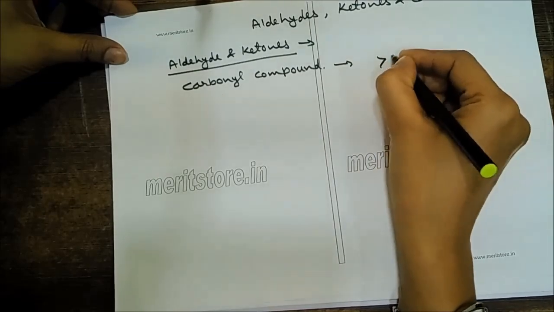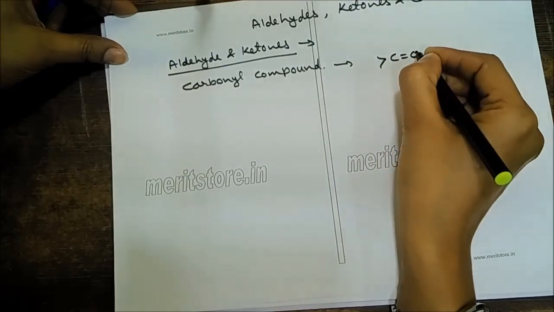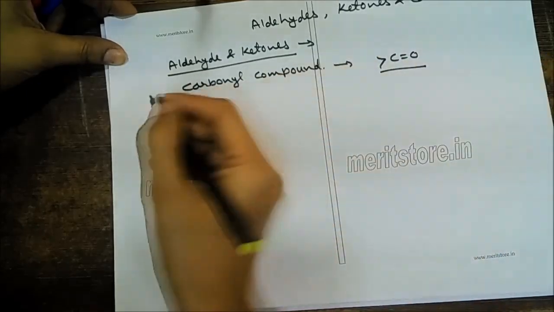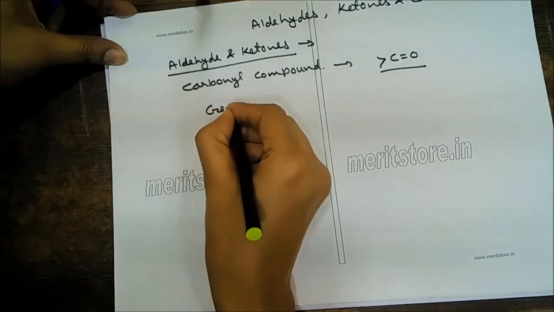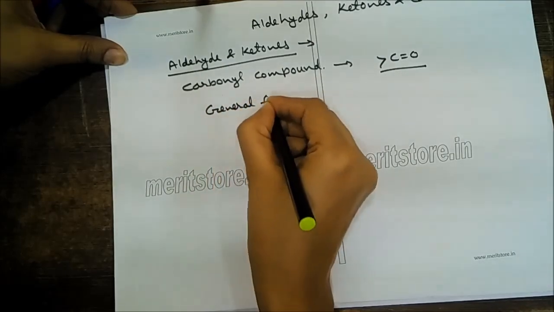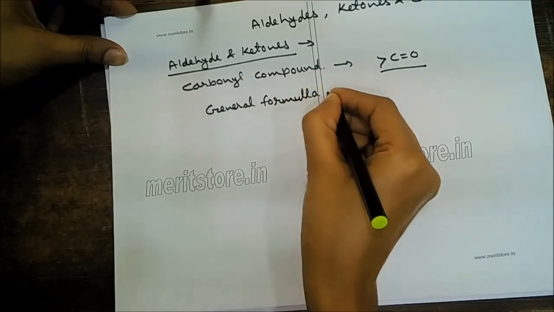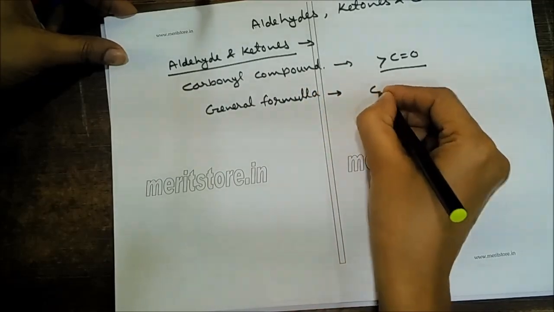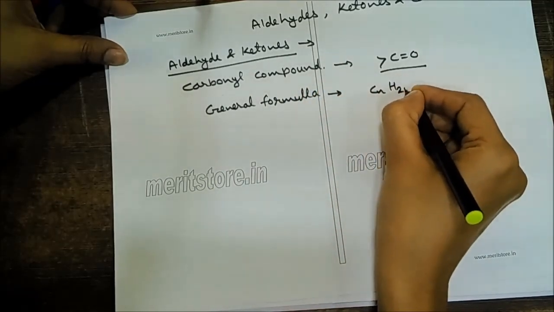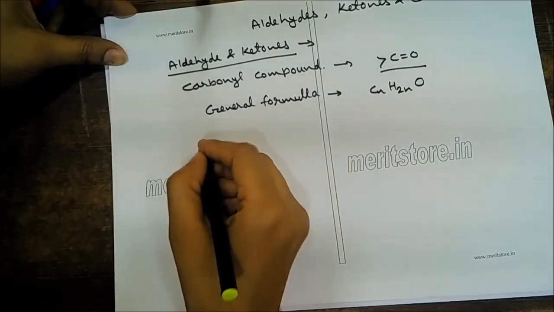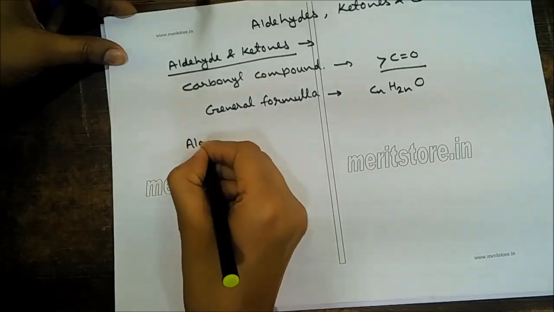Compounds containing a carbon double bond oxygen are called carbonyl compounds. The general formula for carbonyl compounds is CnH2nO. First we'll study aldehydes.